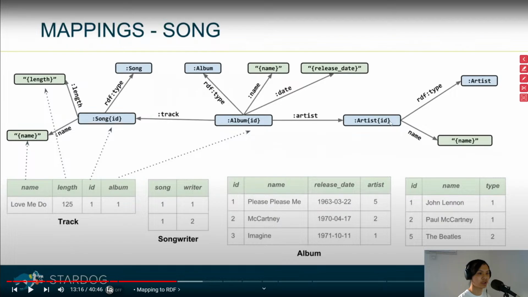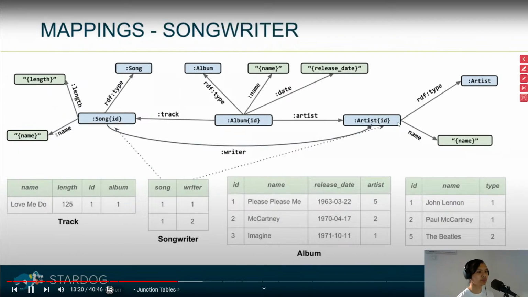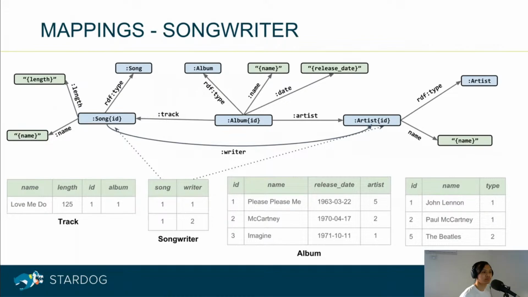Okay, finally, we have the songwriter table, which is quite different than the other tables because the rows in this table do not represent an entity. So this is what's known as a junction table, which is a standard way to represent many-to-many relationships in a normalized relational schema. Sometimes they're also called bridge or associative tables as well. You might have heard those names.